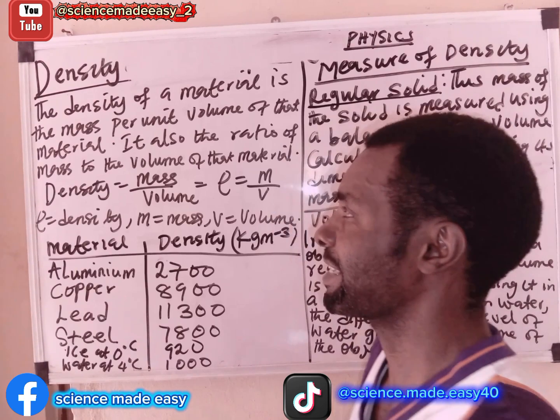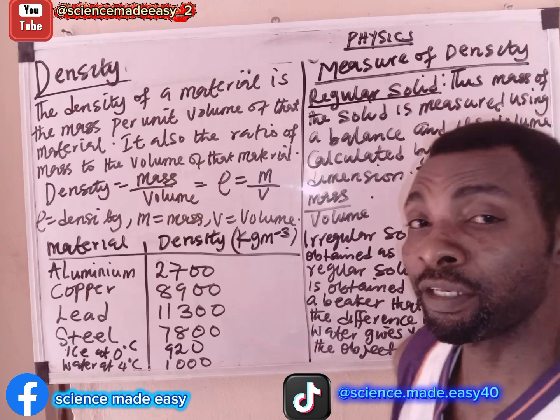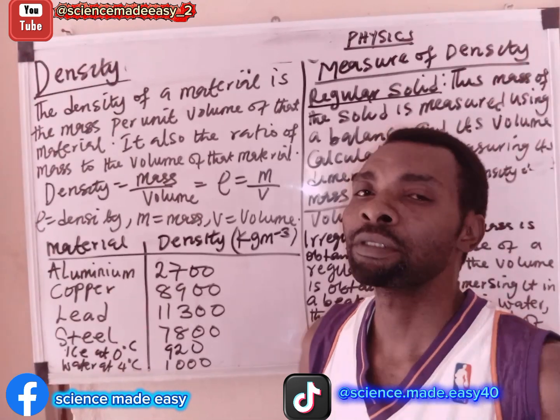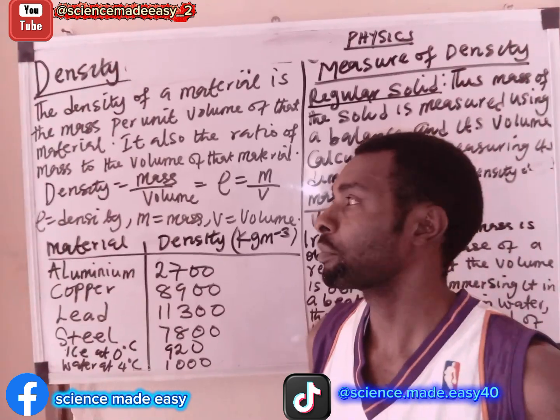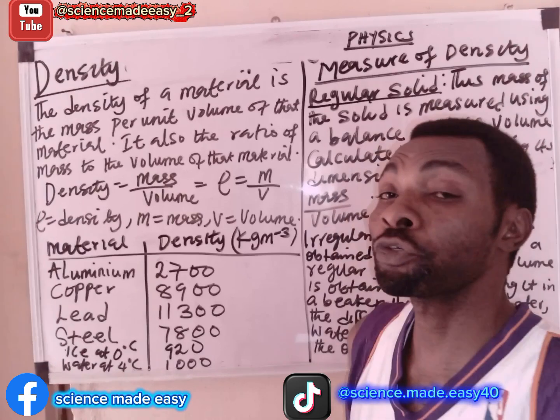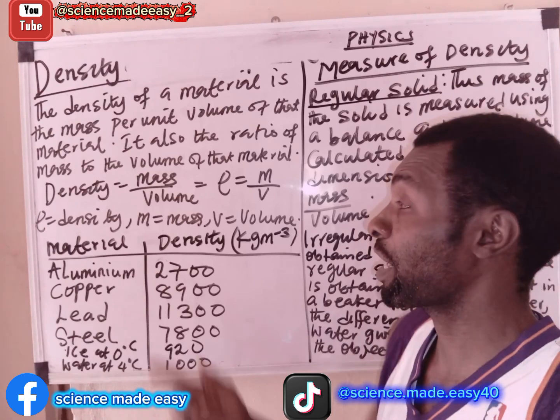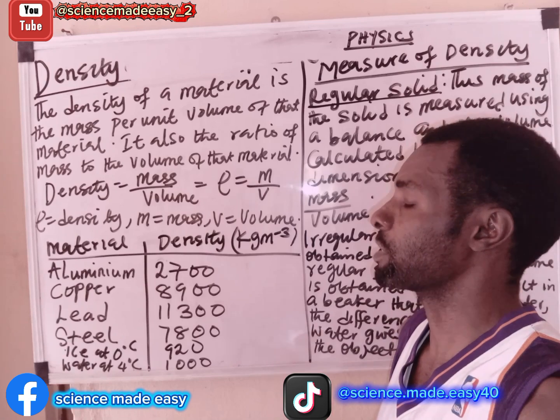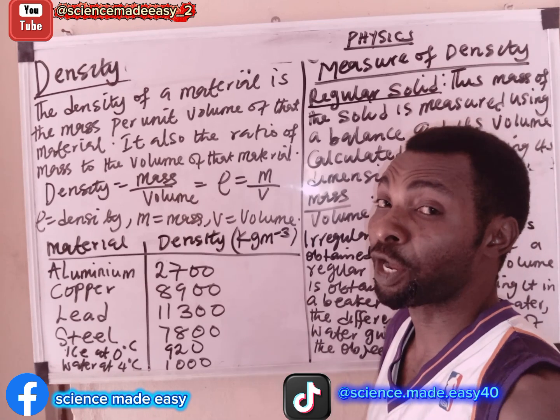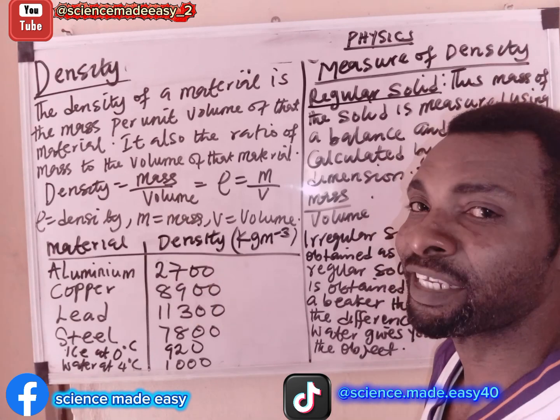Today we are looking at density. The density of a material simply means mass per unit volume of that material, or it is also the ratio of mass to the volume of the material. That's why we have density to be mass over volume, which is expressed with that formula on the board.